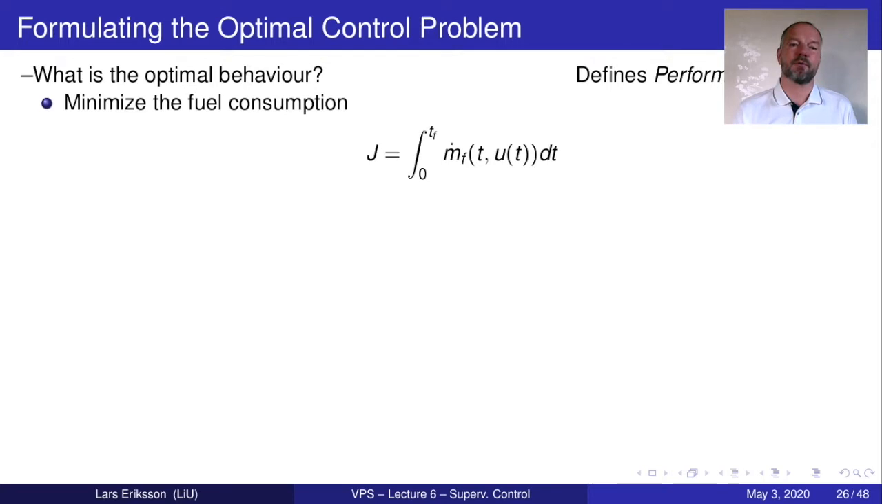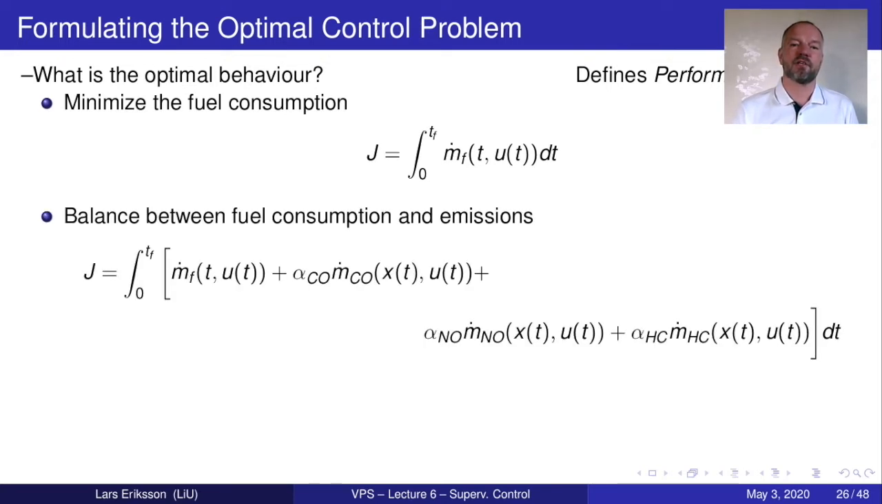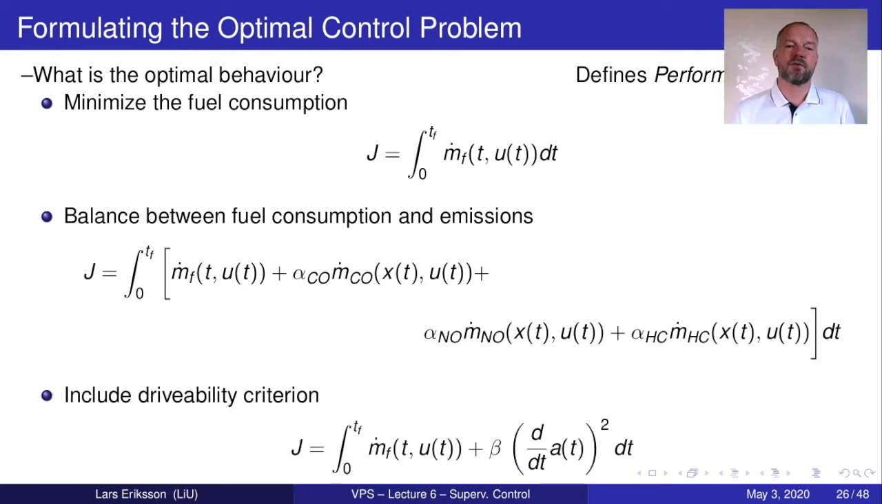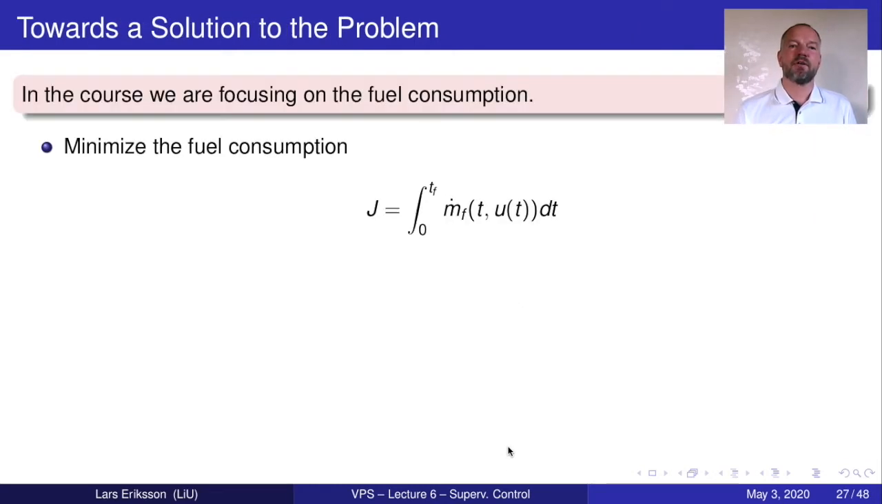So this is what we are working with mostly in this course, but we can also look at balancing fuel consumption versus emissions. For example, we can put penalties on emissions to balance these against the fuel economy. We can also include drivability criteria. This term here is called jerk. It's the derivative of the acceleration, squared. And then you can put a parameter here to penalize the control actions. However, in the course we are focused only on the fuel consumption.